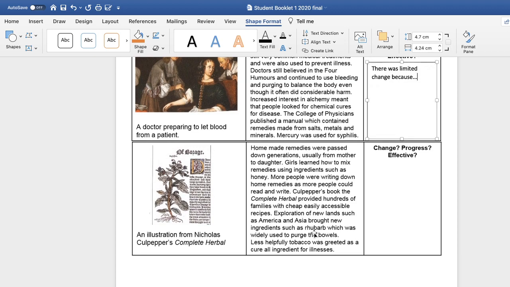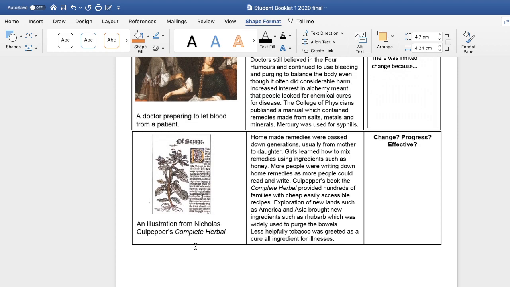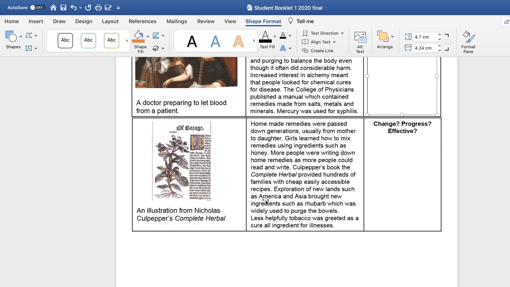So we have a very important book here. Complete Herbal, Nicholas Culpeper's Complete Herbal. And this is key for that specific knowledge that you need in the GCSE history course, medicine course. So again, reading through the same thing and thinking, well, is that change? Is this dependent on more herbal remedies? Would you say that that is something that has increased from the Middle Ages? Thinking about what people were now exposed to.